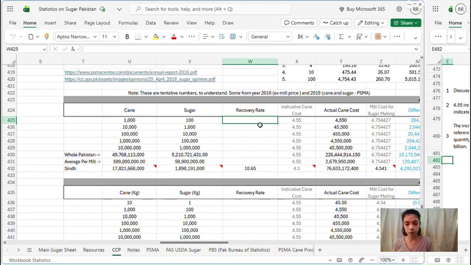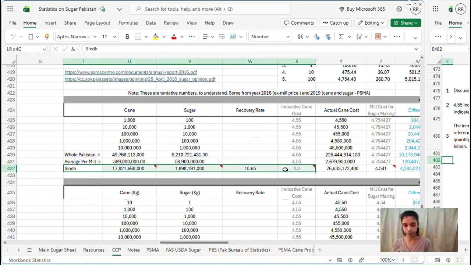Often we require sugar recovery rate, and when we multiply sugar recovery rate with the cane quantities, we tend to get the sugar quantities. Then I'm just going to briefly elaborate for this one.